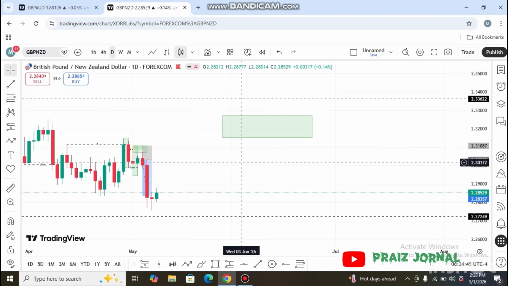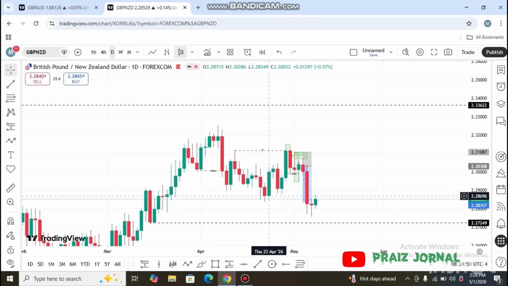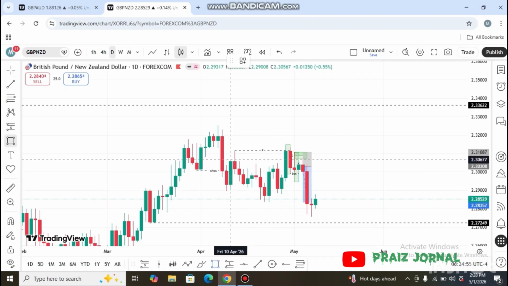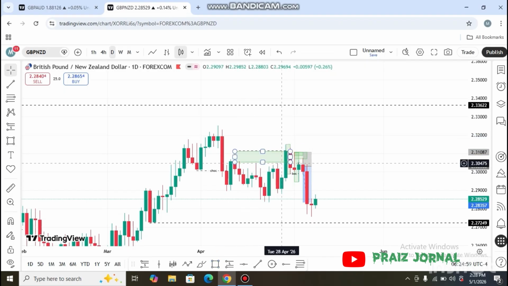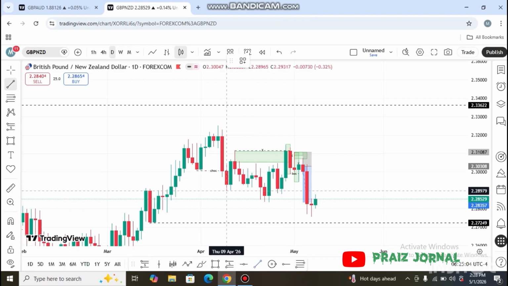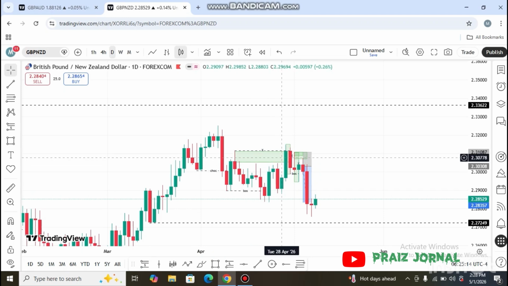Let me delete all this so the chart will be neat. As you can see, this is the high and this is a new low. So many traders want to sell from here. Why? Because we had a break of structure to the downside, right? So they want to sell from here. Of course, there's liquidity and everything. And again, let's say they were selling and the market hit their stop loss.